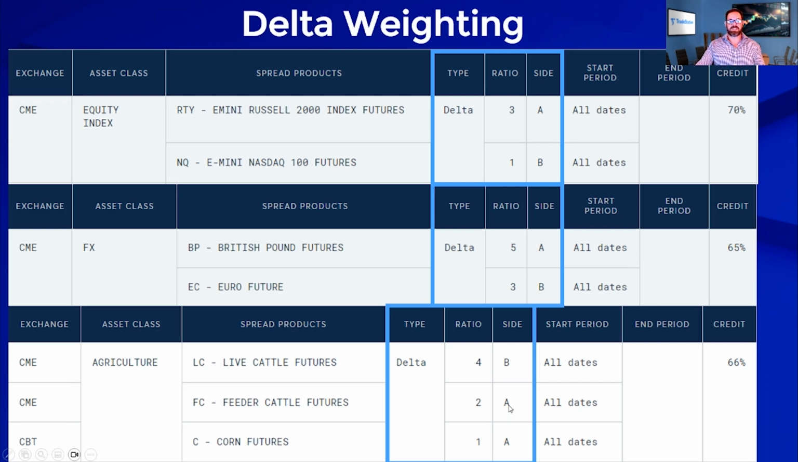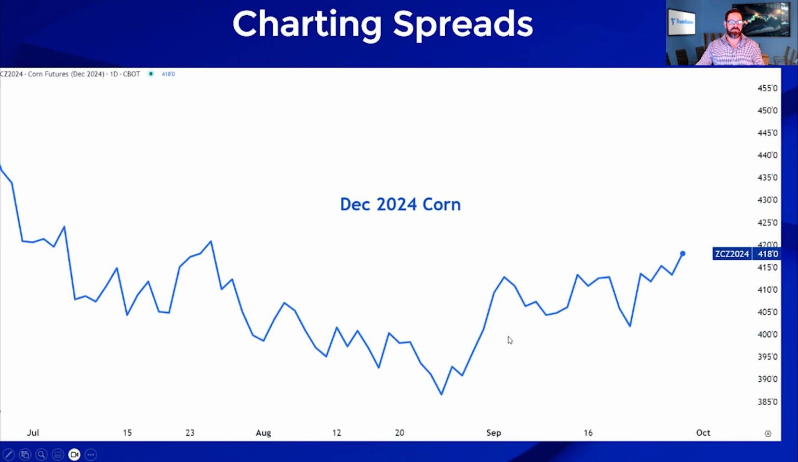4-2-1. Notice 2 are A side, 1's B. So if we were buying live cattle, we would sell feeder cattle and corn, and we would get credit for 66% on the margin for all of those 7 contracts that you'd be trading. Those are a little bit more advanced intermarket spreads. We won't get into that right now.